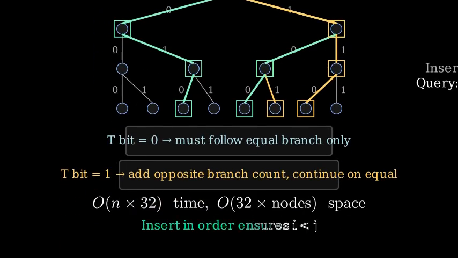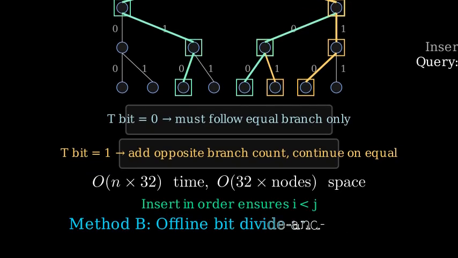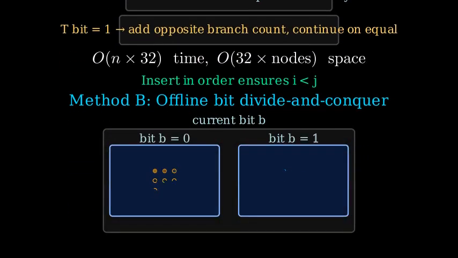Complexity: every query walks at most 32 nodes and adds at most 32 opposite branch counts. Every insert creates or touches at most 32 nodes. That is a constant factor for 32-bit integers. Because we insert only older elements and then count for the current one, i < j is respected by construction. Method B. An offline divide and conquer on bits.